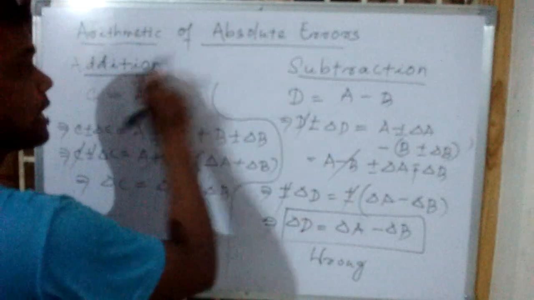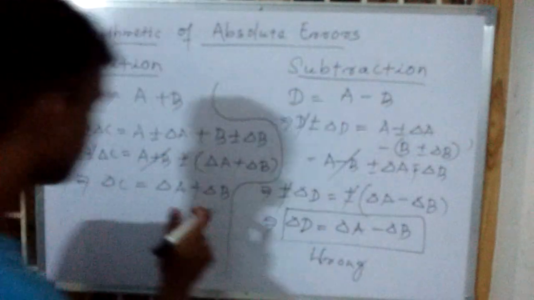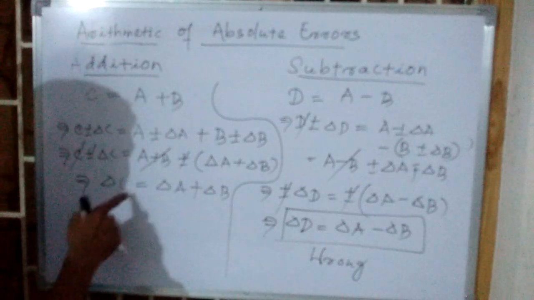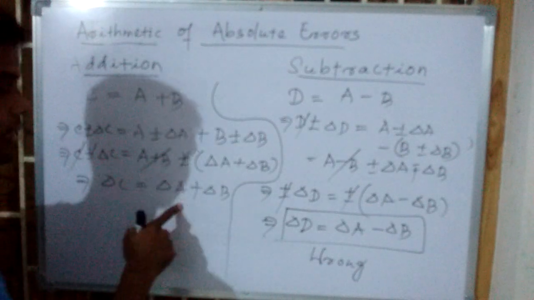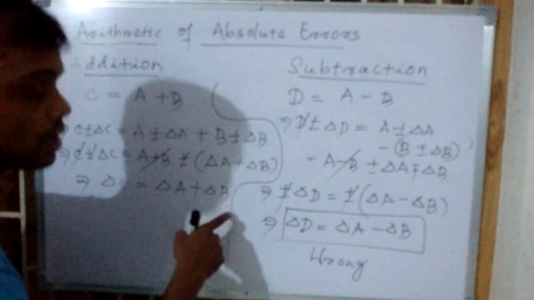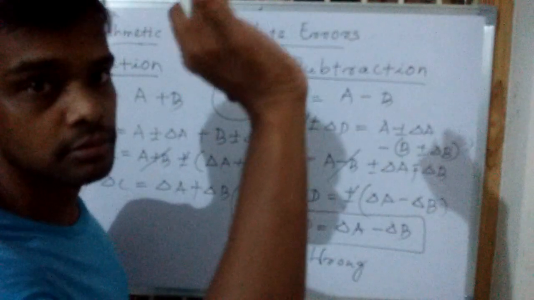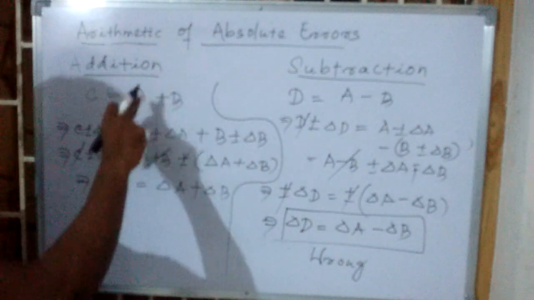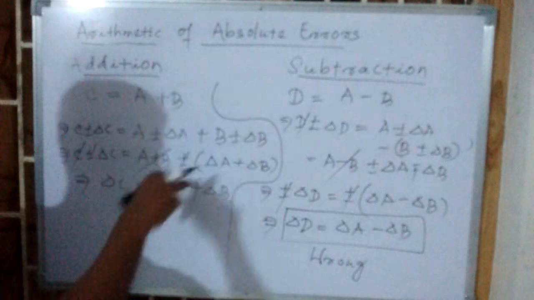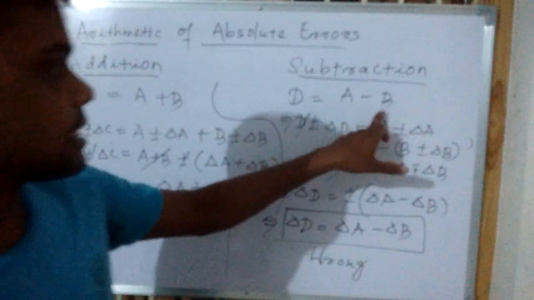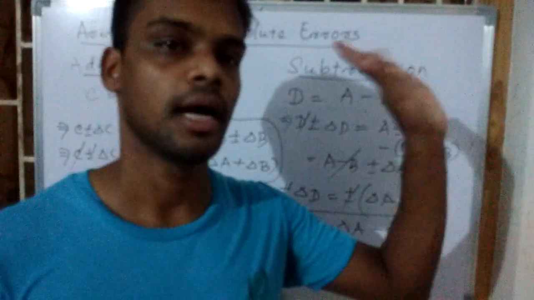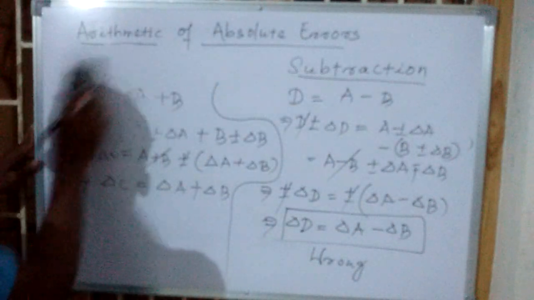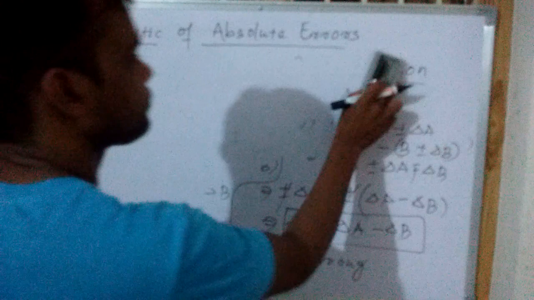So whether it is addition or subtraction, formula is this one. Error of the resultant is equal to error in quantity 1, error in quantity 2 plus error in quantity 3, like this. How many numbers could be there? So many numbers could be there, but always the errors are added. If they are subtracted, the error still is added. Okay, very simple. So let us take an example.